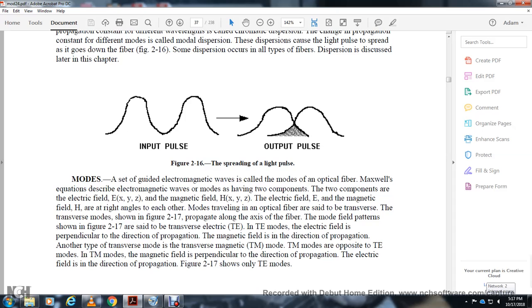The mode traveling in the optical fiber is said to be transverse. Transverse motion, shown in figure 2.17, propagates along the axis of the fiber. The field pattern shown in figure 2.17 is said to be a transverse electric mode, in which the electric field is perpendicular to the direction of propagation of the magnetic field.